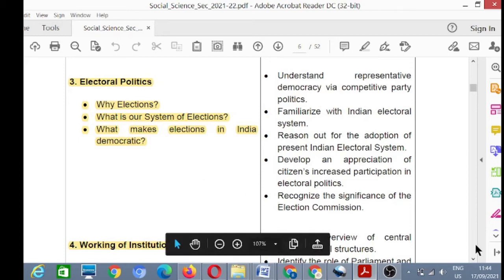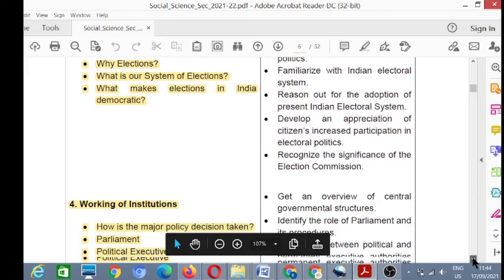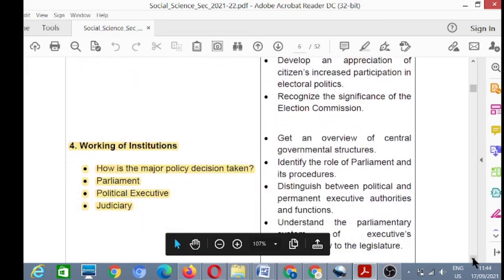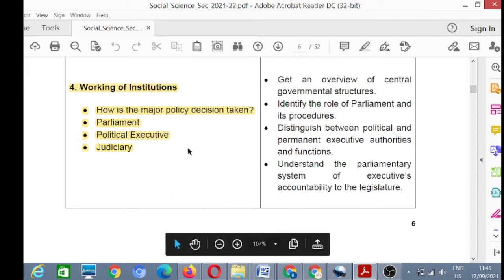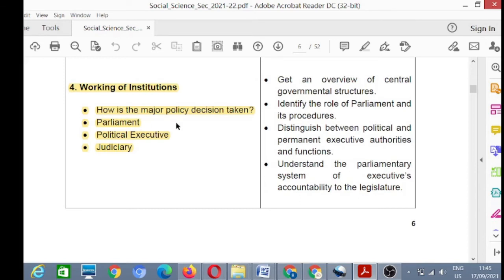Now the fourth chapter is related to the working of institutions. How are major policy decisions taken? Who are the policy makers? How are policies made? This is related to that.